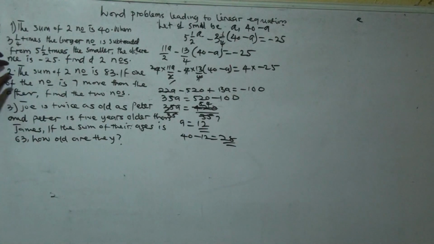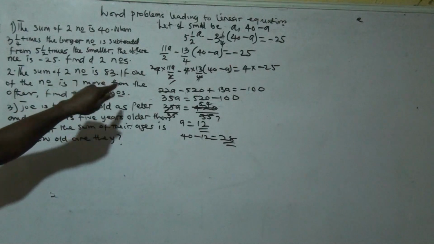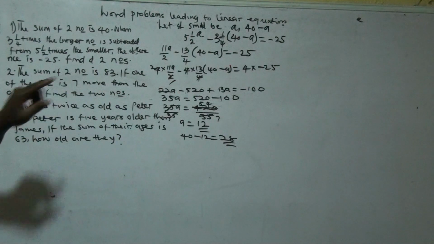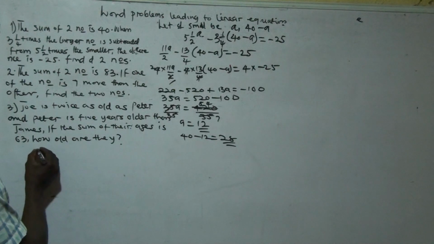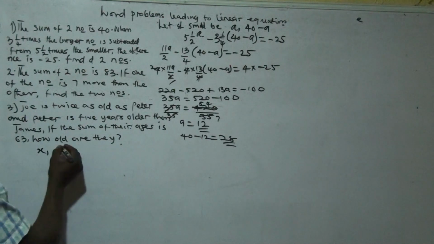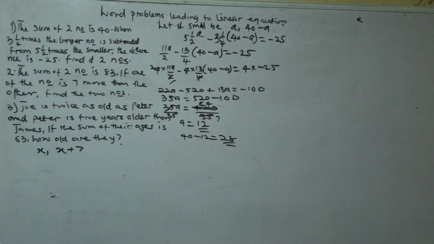That's number 2. They say the sum of two numbers is 83. If one of the numbers is 7 more than the other, find the two numbers. Now, if we assume that one of the numbers is x, then the other number will be x plus what? 7. That's the meaning.